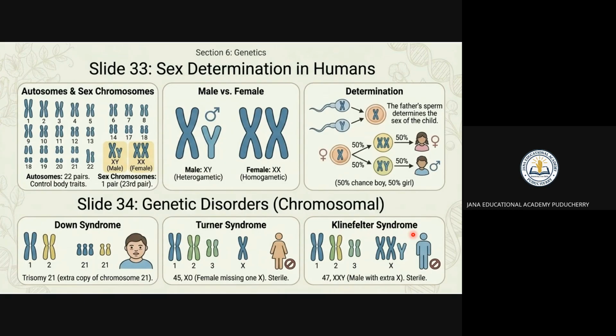So there are three types of syndrome. If there is an extra copy, that is nothing but Down syndrome, right? If there are fewer than the normal 46 chromosomes that humans usually have, and there are 45 chromosomes, that is nothing but Turner syndrome, right? If 47 chromosomes are there, that is one extra than normal, a male with one extra X, that is nothing but Klinefelter syndrome, right?